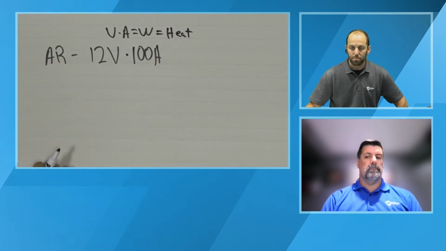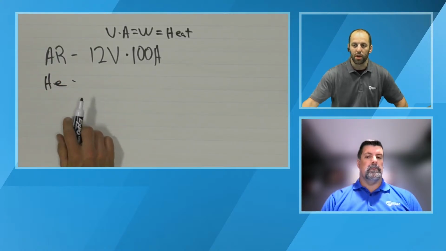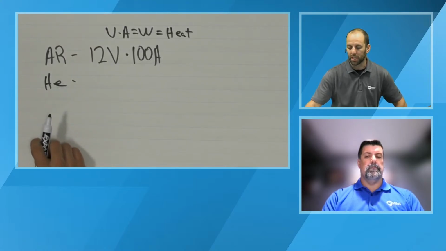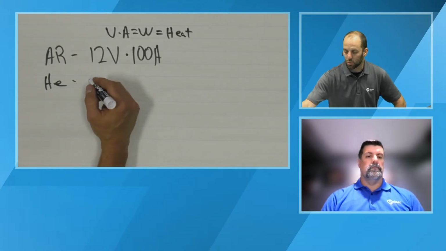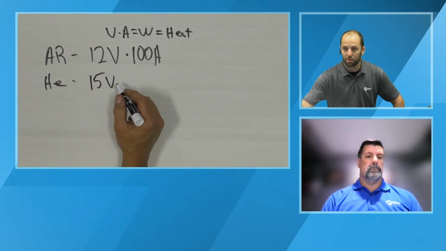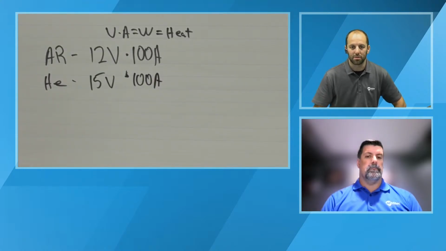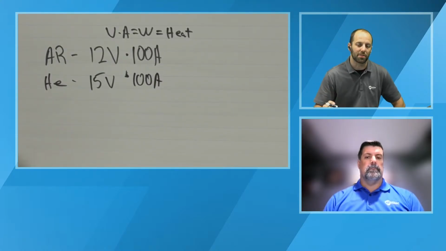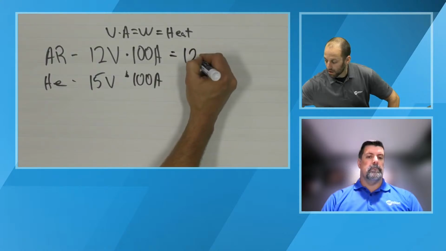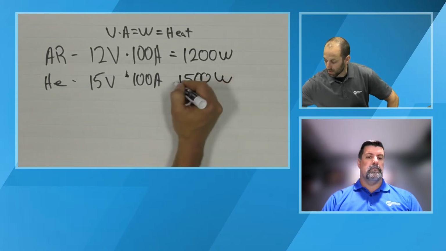And so if we have a helium shielding gas, what you end up with is a higher ionization potential. I think it's about 25%. So if you've got 12 volts here, you're going to end up maybe somewhere in the range of about 15 volts at the same amperage. Now that's all impacted to some extent by your arc length, but assuming your arc length is the same and your amperage is the same, you're going to end up with about 1,200 watts of power versus about 1,500 watts of power.